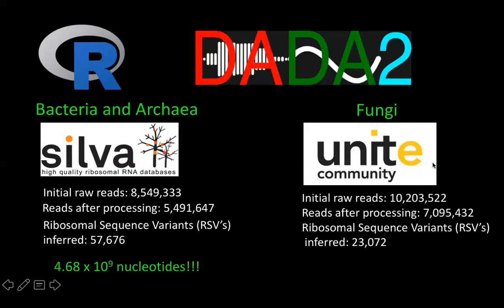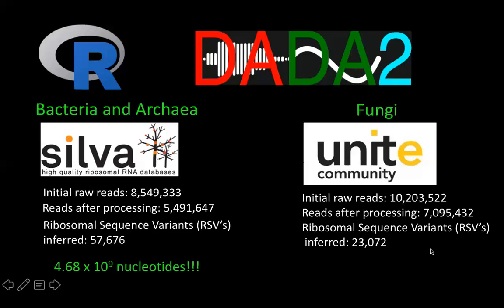On the other hand, fungi haven't been described as long as what these bacteria and archaea have been. So just take that into account with the robustness of the databases. We actually had 10 million initial raw reads. We were left with 7 million after processing, and we were still able to infer 23,000 ribosomal sequence variants. So just a breadth of information.